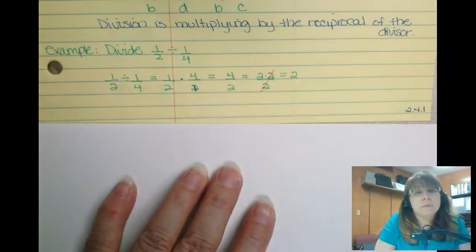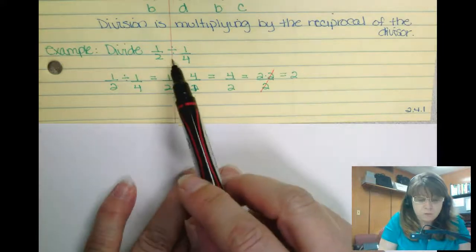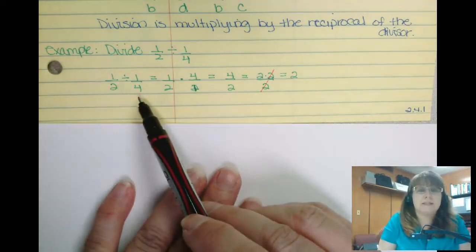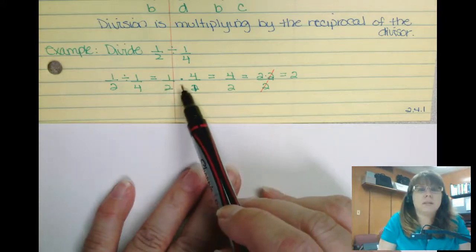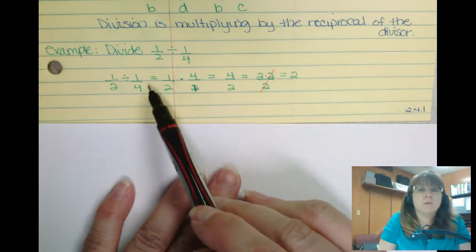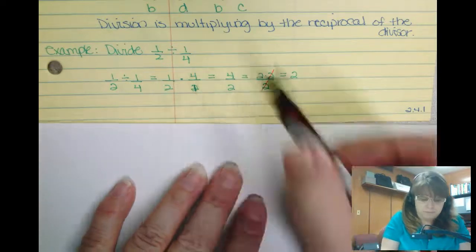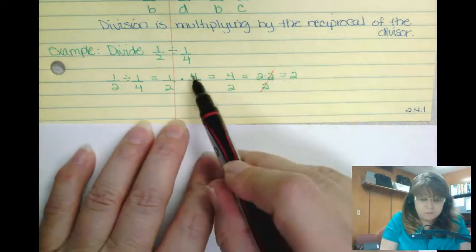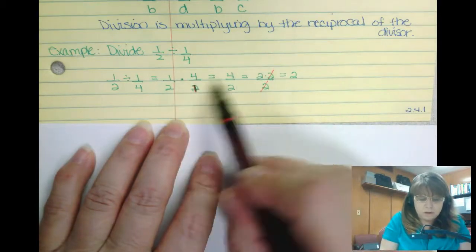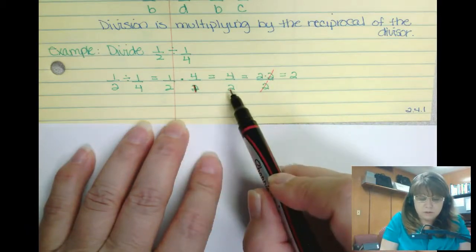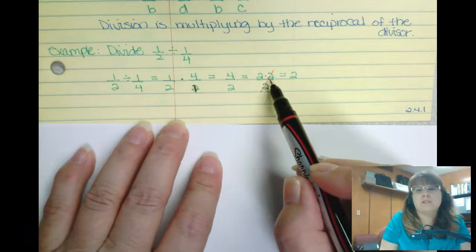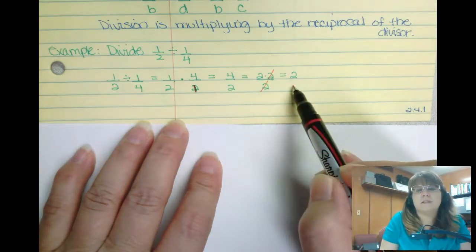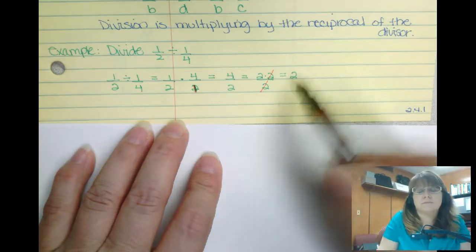So let's see an example. 1/2 divided by 1/4. So 1/2 divided by 1/4 is 1/2 multiplied by the reciprocal of 1/4, which is 4 over 1. Make sure that's 1. 1 times 4 is 4. 2 times 1 is 2. But 4 breaks down into 2 times 2, so we can reduce, and the solution is 2.